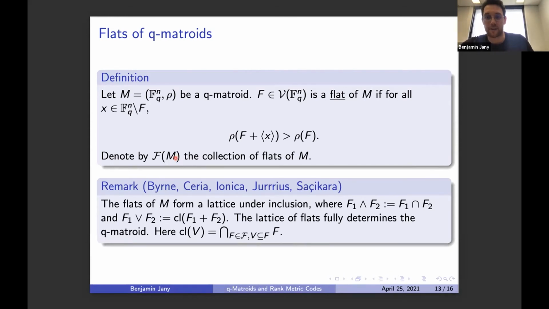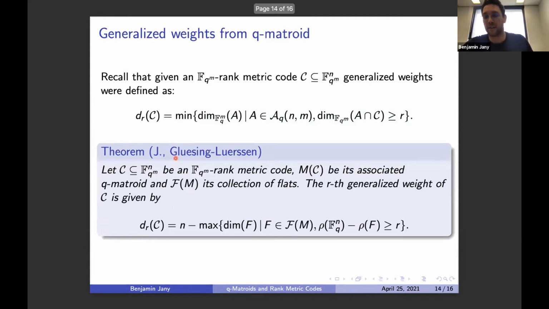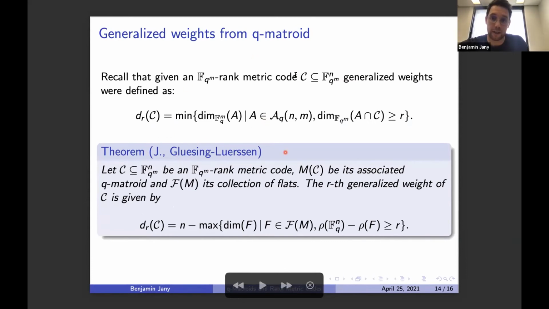And so why are those flats useful? Well, remember those generalized weights? Those generalized weights we defined using those anti-codes, a really nasty definition that looked hard to work with. Well, with my advisor, Dr. Gluesing-Luerssen, we were able to find that those generalized weights of the rank metric code are fully determined by the collection of flats of the associated q-Matroid.